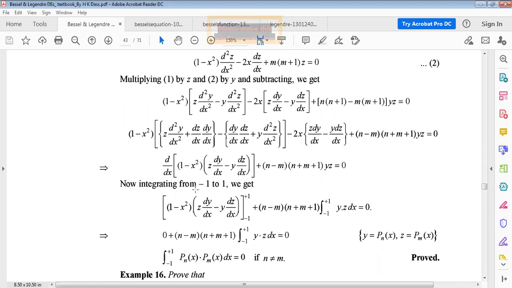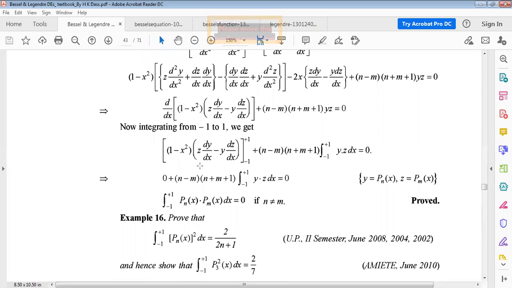So now integrating from minus 1 to 1, we have to integrate from minus 1 to 1. Integrating, the differentiation will be cancelled. Just taking this whole, because if you take the antiderivative of d/dx, it will be cancelled. Then you can take the limits: lower limit minus 1, upper limit plus 1, and this is the integration.